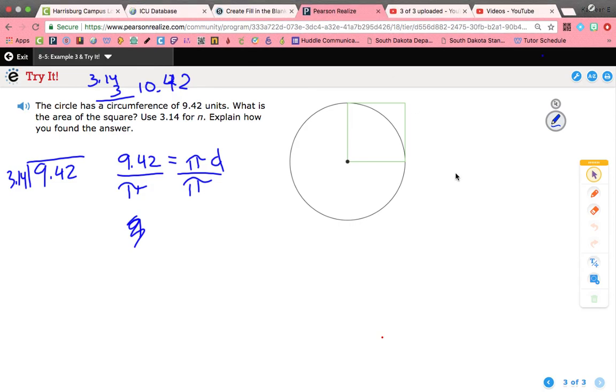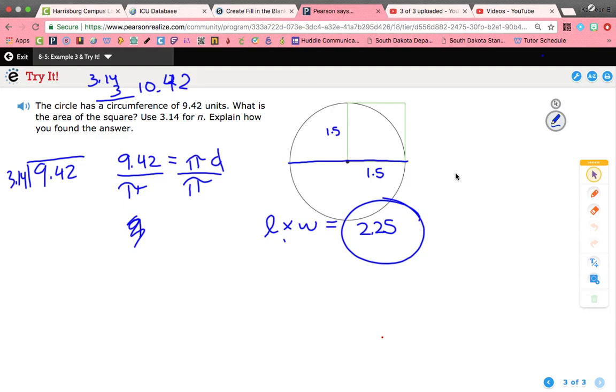That was confusing. All right, so if we know the diameter is 3, that means this is 1.5, and this is 1.5, and 1.5 times 1.5 is 2.25. We did length times width to get the area of the square. Okay, so how I got that is I found the diameter of the circle, which then told me the radius of the circle, which then told me the length and the width of the square, and then I took the length times the width was the area of a square, which is 2.25.